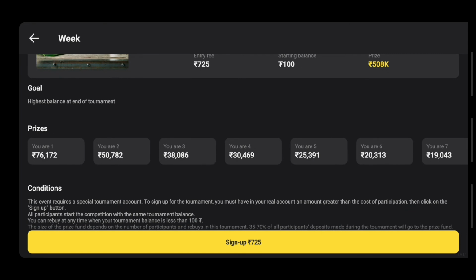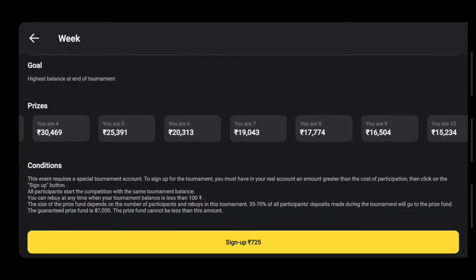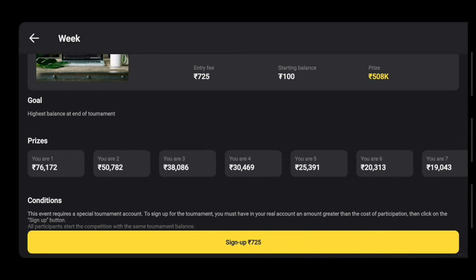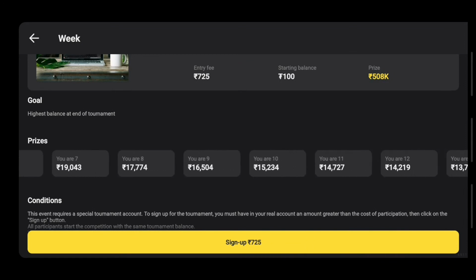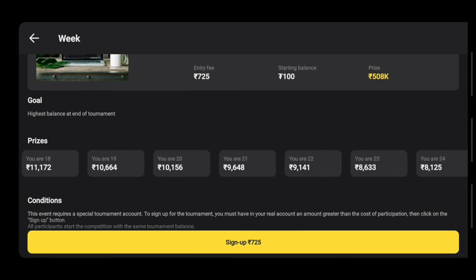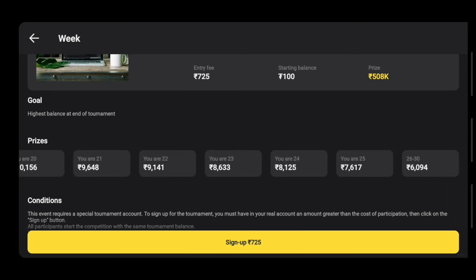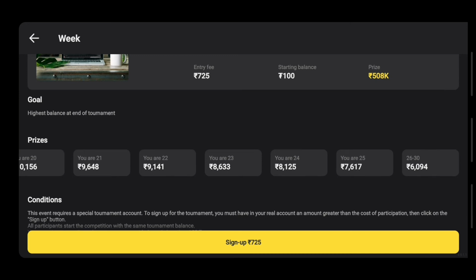So this is how I started, and you can see how the prizes are distributed. The first prize gets 76,172, and it goes on and on till the last amount we see over here, which is 6,094, for ranks 26 to 30. That means people who will be in the top 30 will be getting an award for sure, and the minimum award that you will be getting is 6,094. So you can very well estimate what would have been my rank, right?